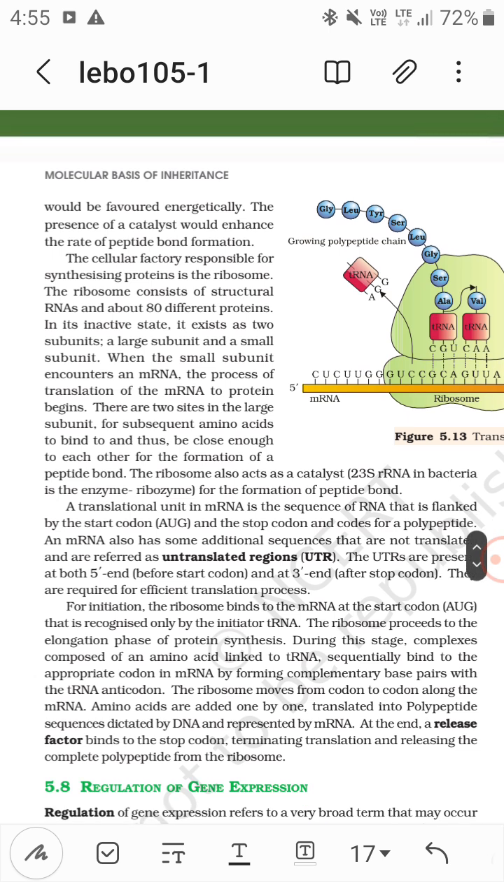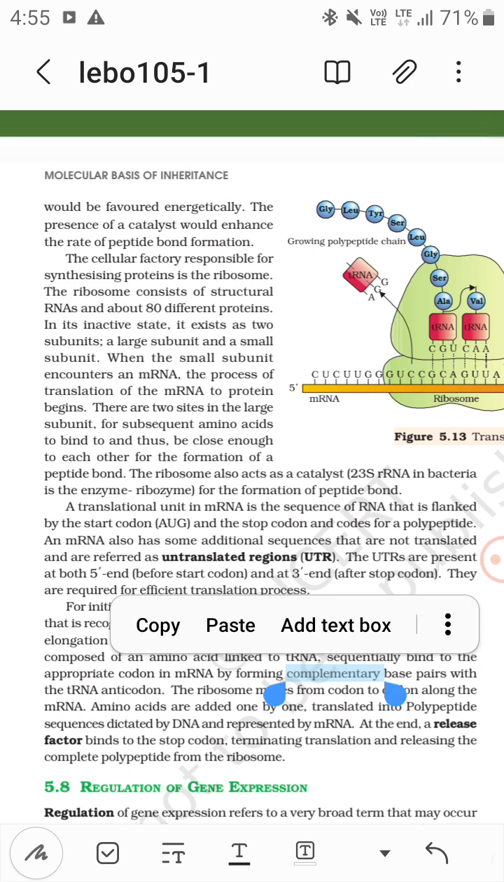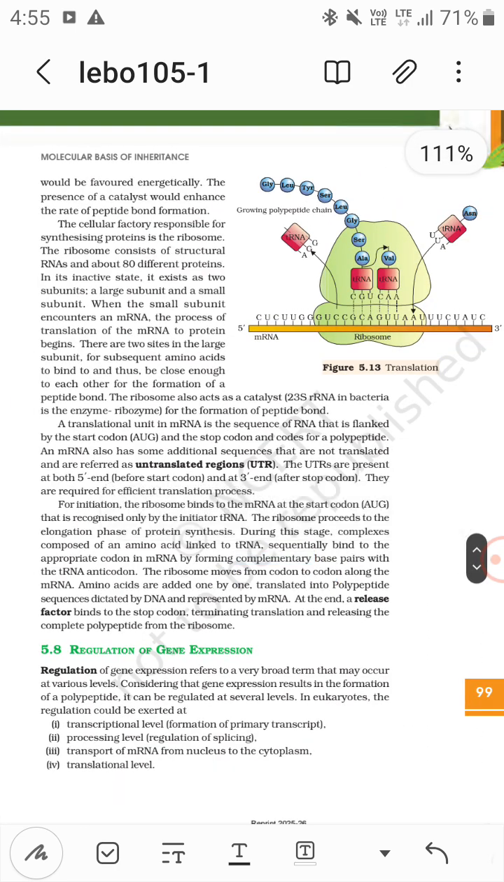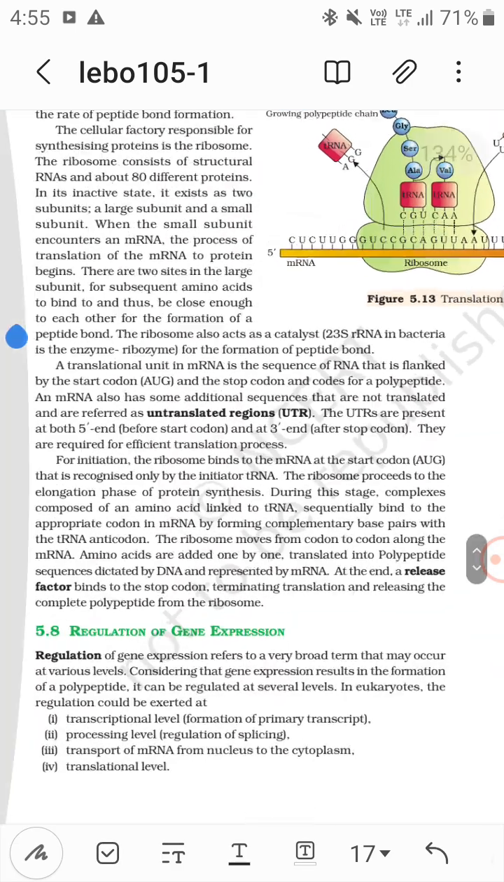The ribosome also acts as a catalyst. The 23S rRNA in bacteria is a structural RNA, but it acts as an enzyme, a ribozyme, for the formation of peptide bond.